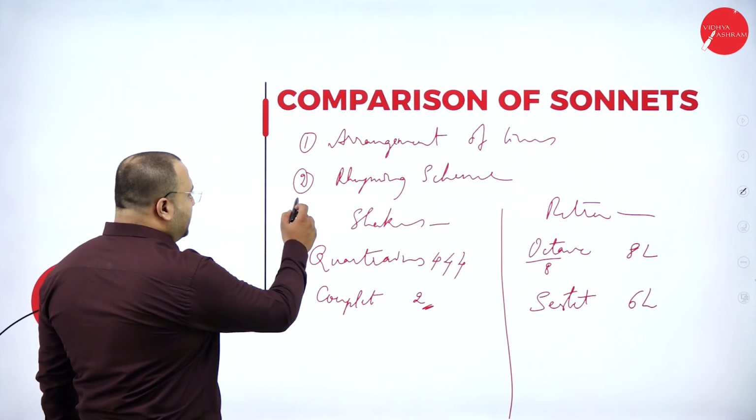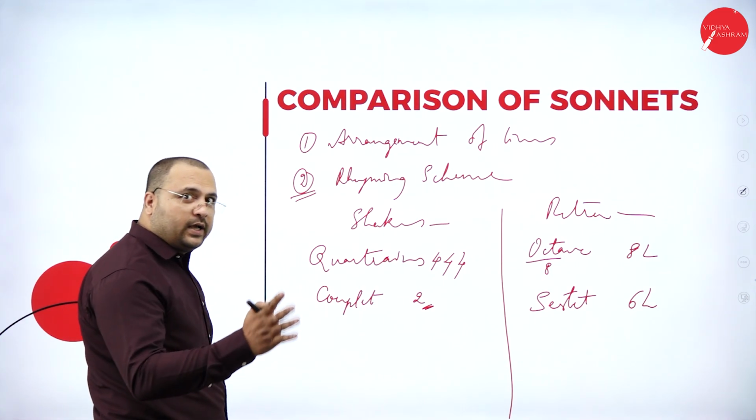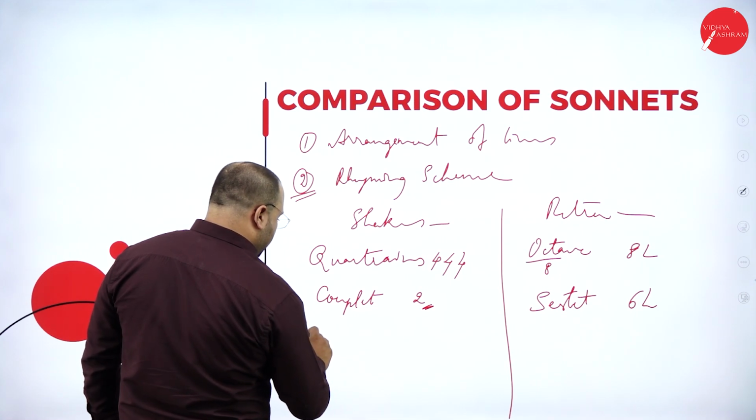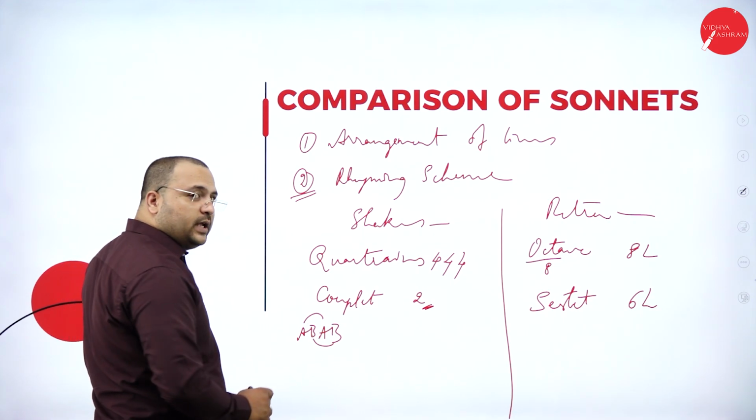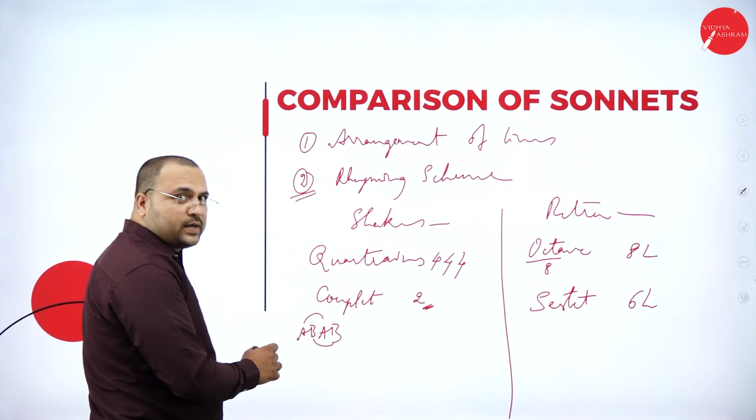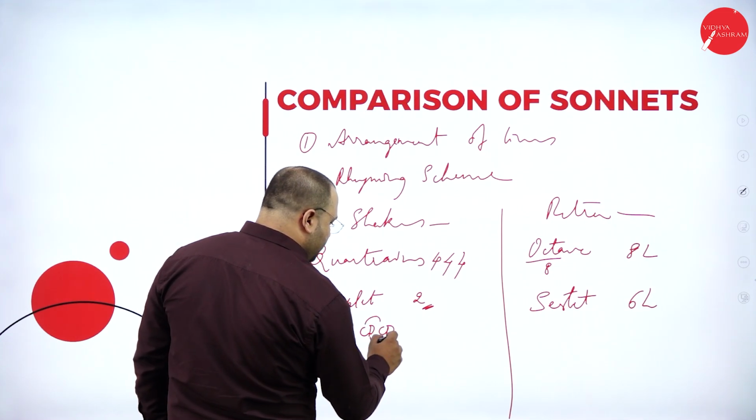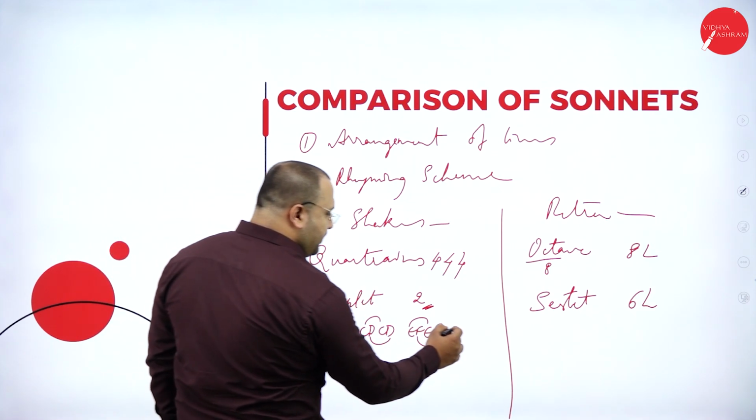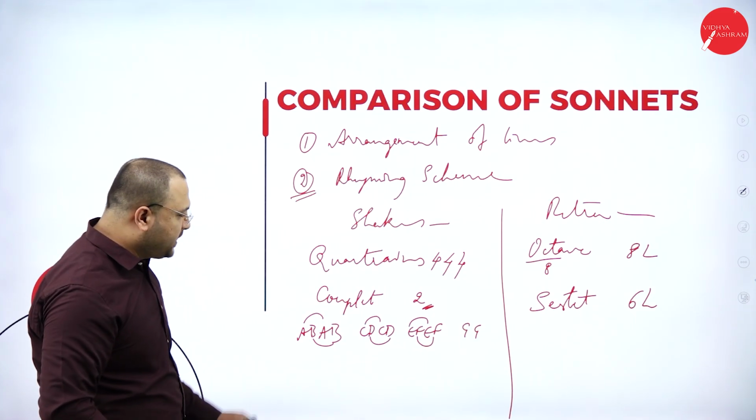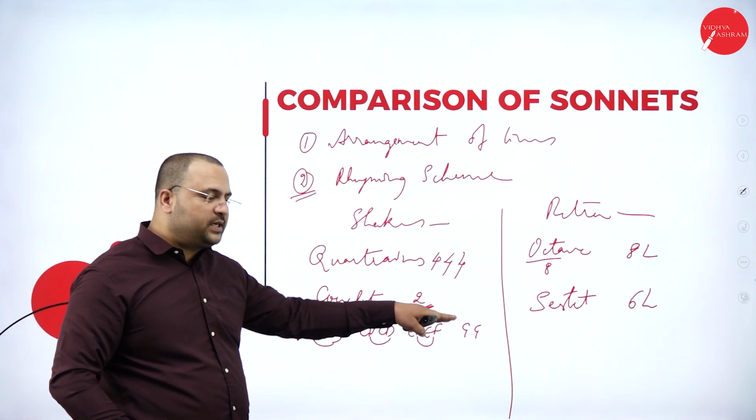Then coming to the other part, the rhyming scheme. Here the rhyming scheme is like this. The first quatrain, 4 lines, I'll represent like this: ABAB. Lines 1 and 3 rhyme with each other. Lines 2 and 4 rhyme with each other. This is about the first quatrain. Second quatrain, CDCD, again 1 3, 2 4. Next quatrain, EFEF, 1 3, 2 4. And the couplet, they rhyme with each other, GG. So this is the rhyming scheme. If you are asked to represent the rhyming scheme of a Shakespearean sonnet, you should represent it like this.